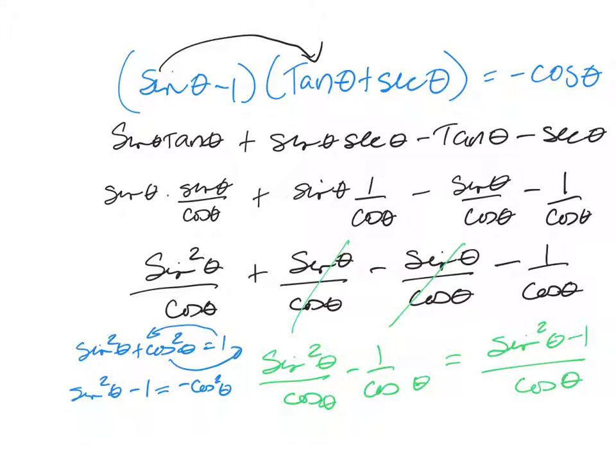So look at this. That is equal to negative cosine squared of theta over 1 cosine of theta. And one of the cosines goes away, and that equals negative cosine of theta. We have arrived.